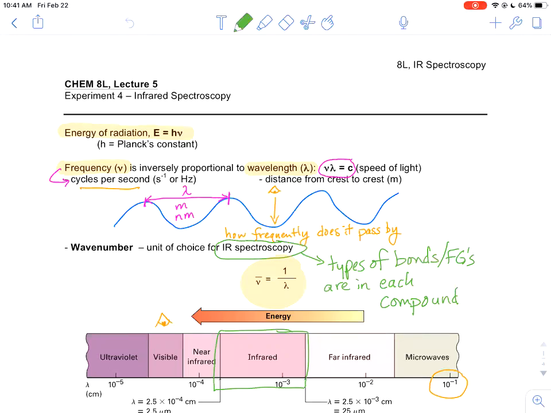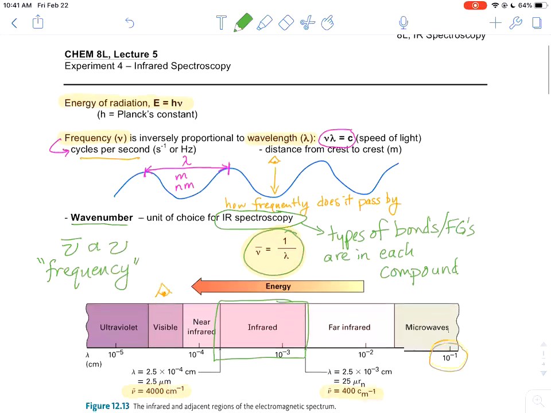Now the wave number itself is the inverse of the wavelength, and because wavelength is inversely proportional to frequency, we can say that the wave number, which is that new symbol with a line over it, is proportional to the squiggle V frequency. So what I'm trying to get at is, instead of saying wave number, I'm going to use the term frequency.